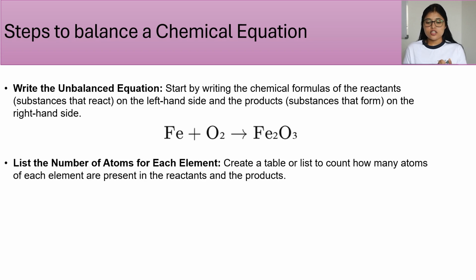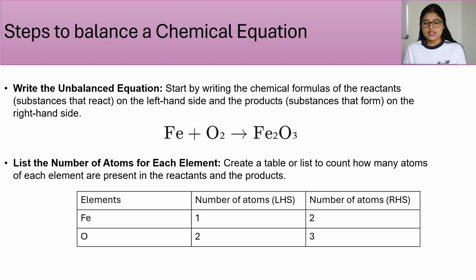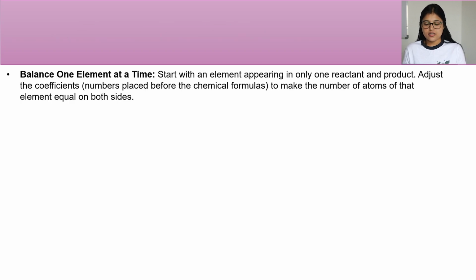The next step is to list the number of atoms, preferably in a table. Upon listing, it looks like this. The left hand side and right hand side numbers of atoms are listed. The next step is to balance one element at a time. It's better to start with iron, adjusting the coefficients to make the number of atoms equal on both sides. Now I have adjusted the iron atoms here. I have added a coefficient of 2 on the left hand side. Now both iron atoms are balanced.